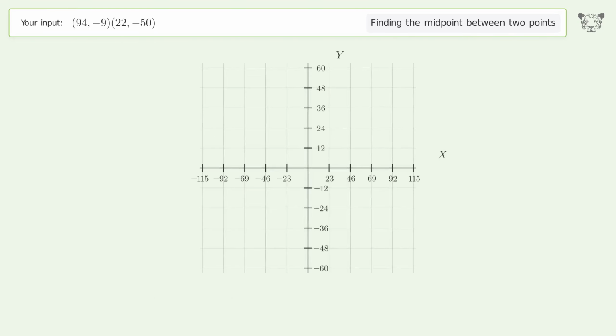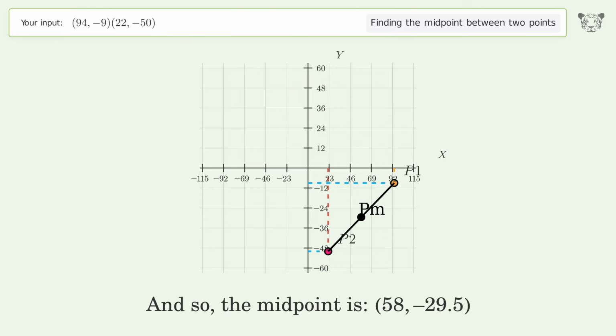And so, the midpoint is 58, negative 29.5.